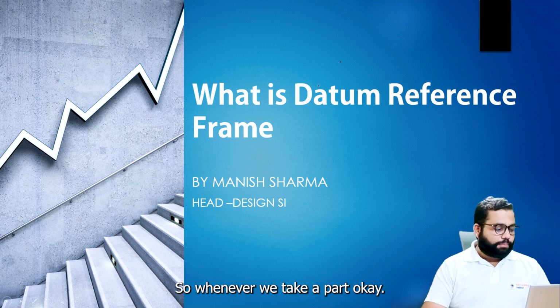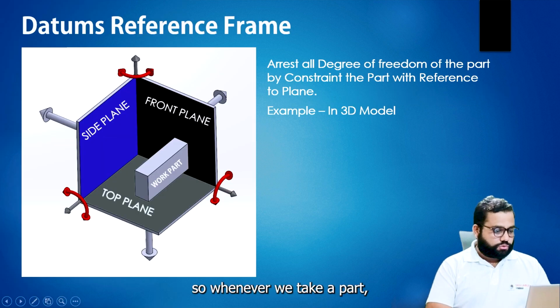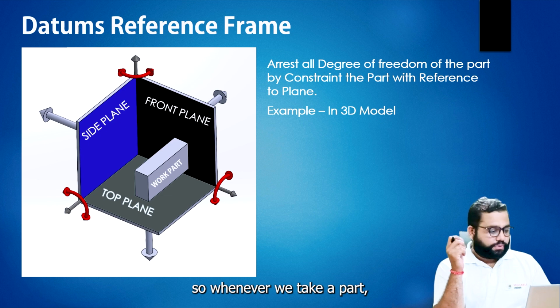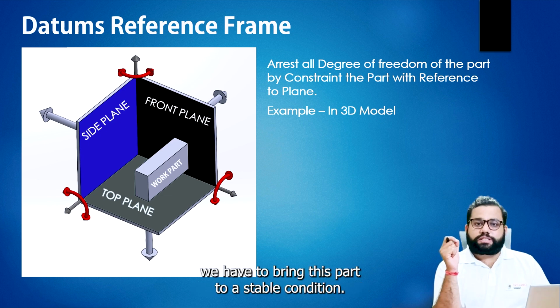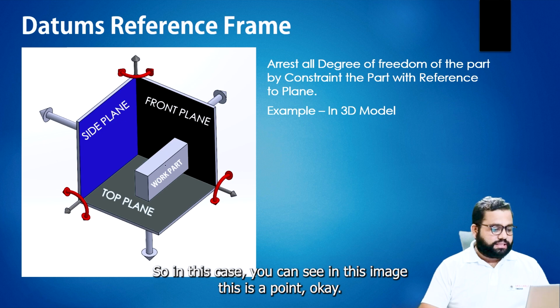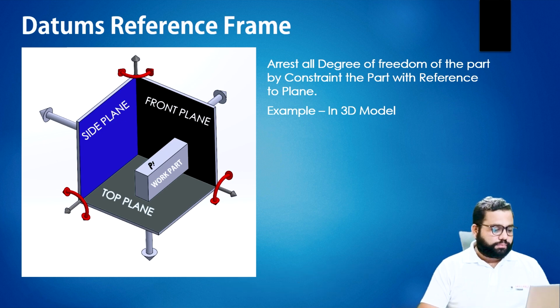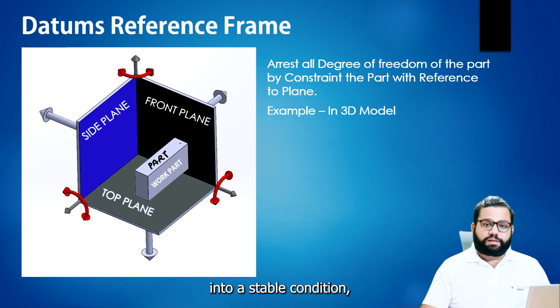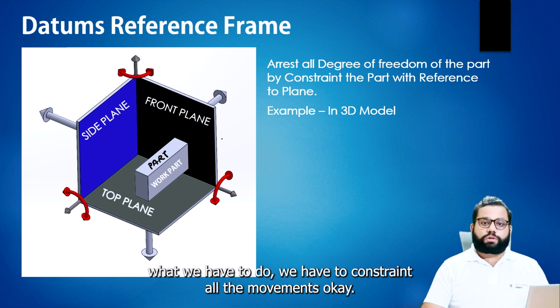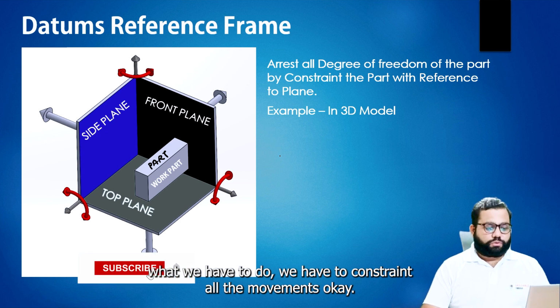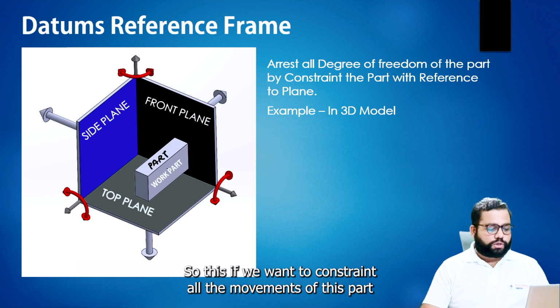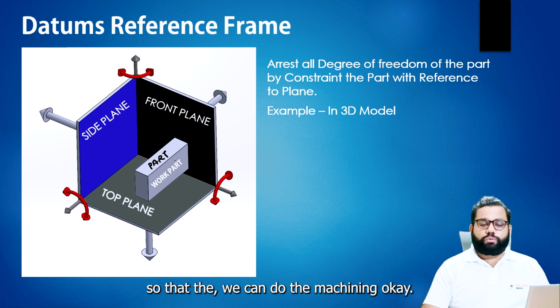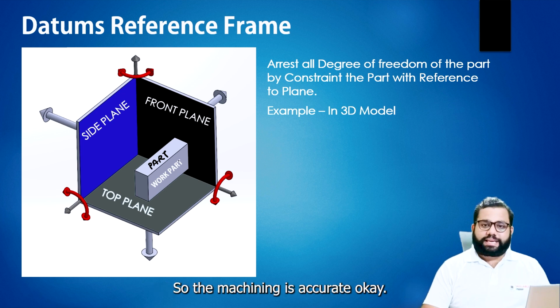Whenever we take a part, we have to bring this part to a stable condition. In this image, you can see this is a part. If this is a part in a space and we want to bring it into a stable condition, we have to constrain all the movements of this part so that the machining is accurate and the inspection is also accurate.